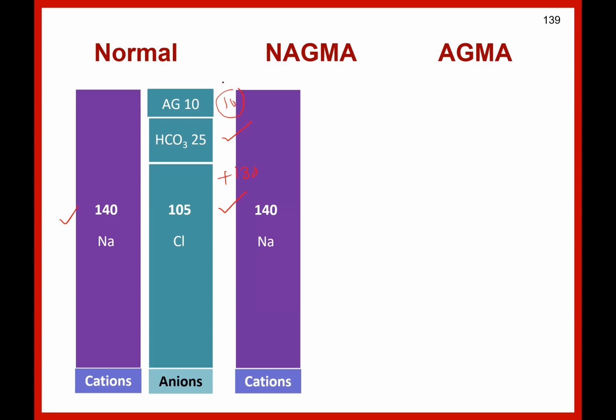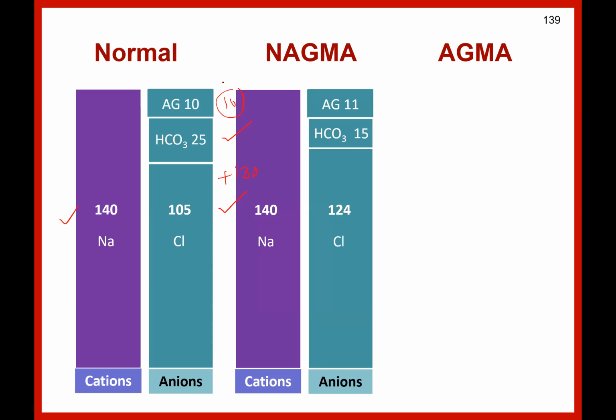Okay. In case of non-anion gap acidosis, the sodium is again 140, but the chloride is 124 and bicarbonate is 15, total 139, sorry, 129. So 129 and 11 is the anion gap. So that is the scenario where there is a bicarbonate drop. The pH also is lower. It is metabolic acidosis, but there is excess chloride.